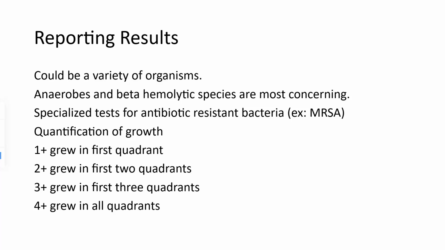Reporting the results, it could be a variety of different organisms. Anaerobes and beta hemolytic species are the most concerning. There are specialized tests for antibiotic-resistant bacteria such as MRSA. In addition to those chrome agar plates, there are molecular tests that can be performed. And then you want to quantify the growth, 1 plus all the way up to 4 plus, depending on which quadrants it grew in. If it only grew in the first quadrant, you'd give it a 1 plus. If it grew in all 4 quadrants, you'd give it a 4 plus.